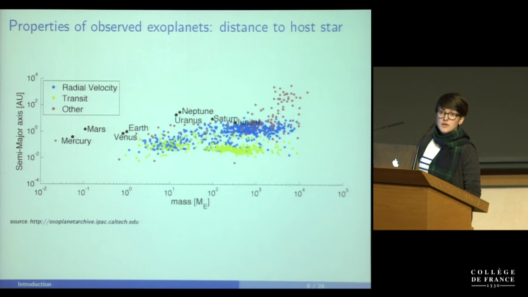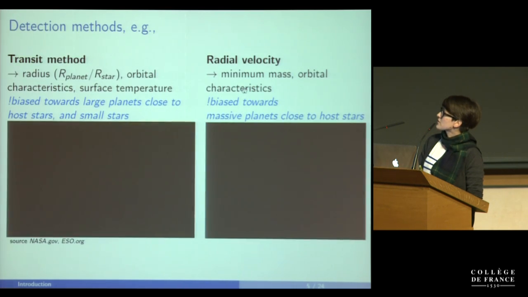And when I plot the discovered planets depending on their distance to the star versus mass, you will see that we mainly picked up planets very close to their stars and with very high masses. And due to this color coding, you also see that depending on the detection method that is used, we are sensitive to planets of certain properties. And I will briefly introduce you to the two main detection methods. That is the radial velocity method and the transit method.